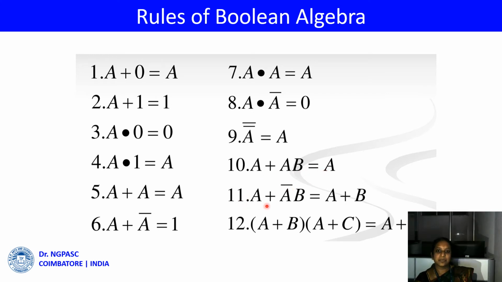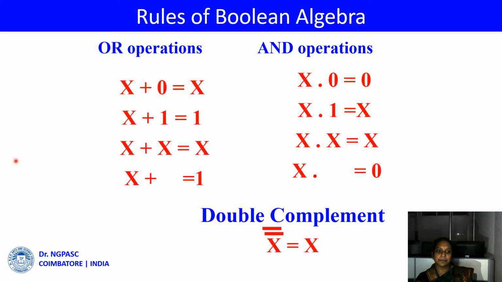Next is A plus A complement into B is equal to A plus B. So here also it is the same. If you work out both the cases, you will get the output as A plus B. Next is A plus B into A plus C is equal to A plus B plus C.